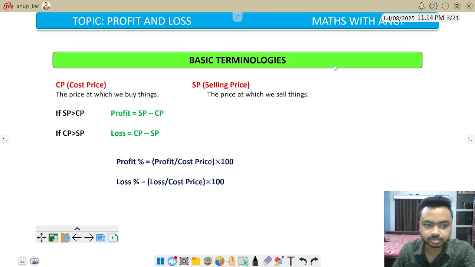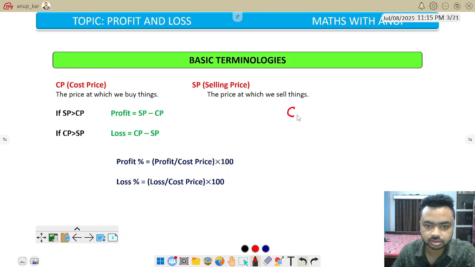So there are two major terms. One term is the profit and another term is the loss, which is the main topic of this chapter. First of all, how this profit takes place and how this loss takes place, let us better understand with the help of an example. Let's suppose that I have gone to a shop to buy an article which cost me rupees 100. Okay, so that price becomes my cost price.